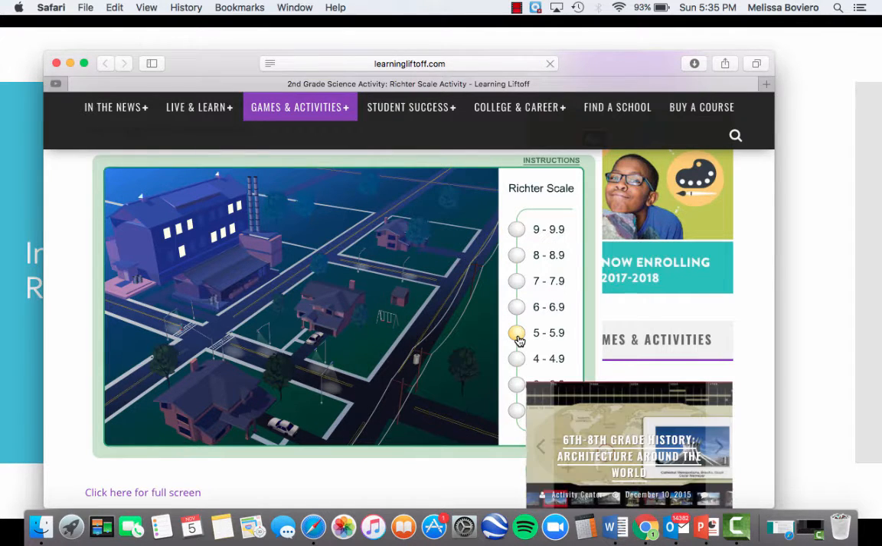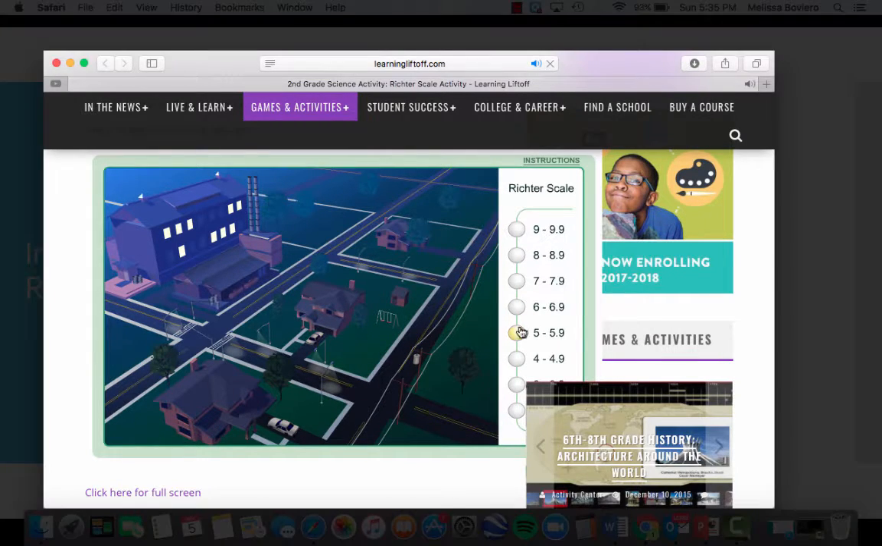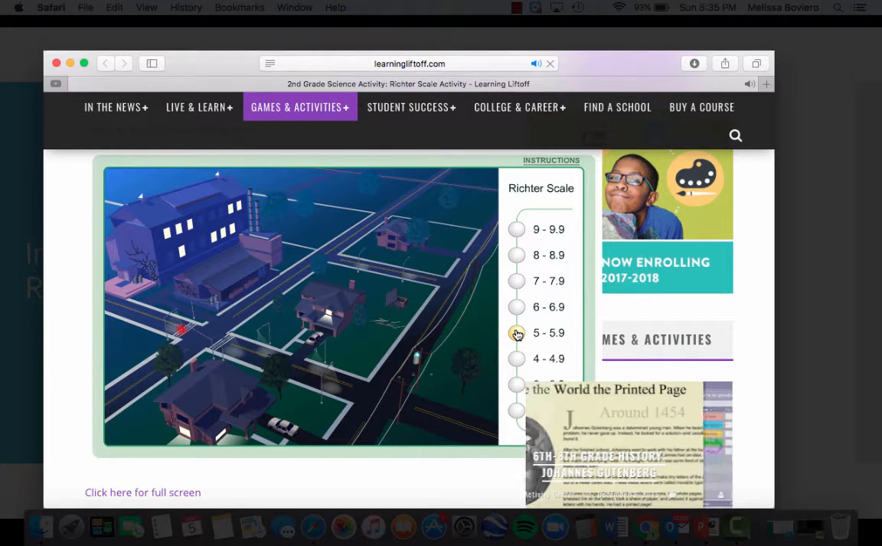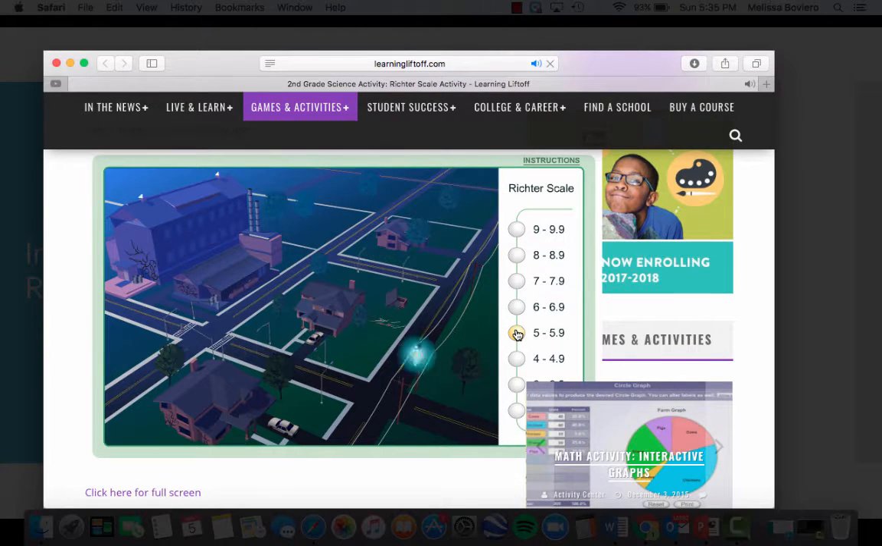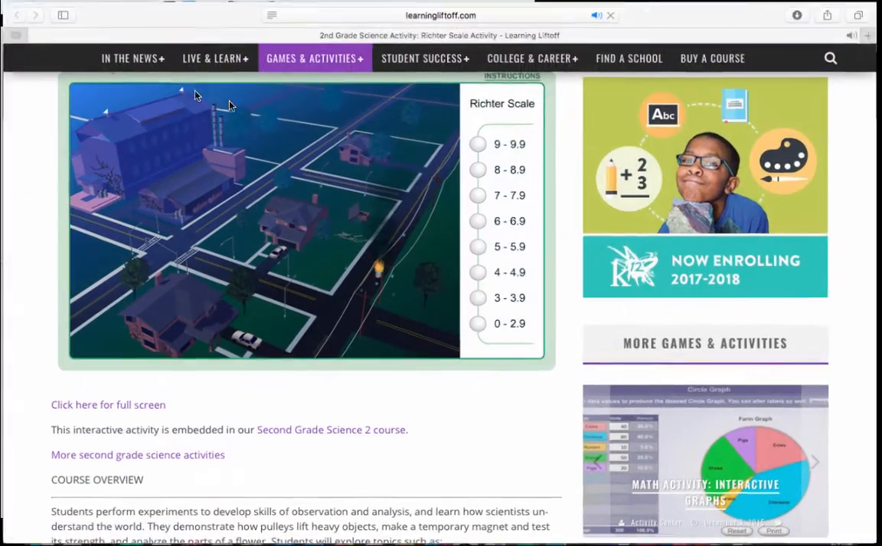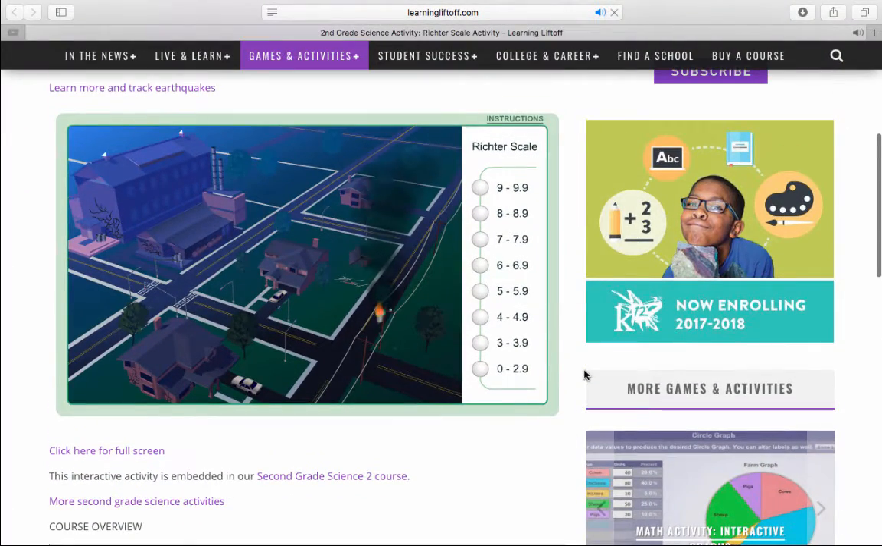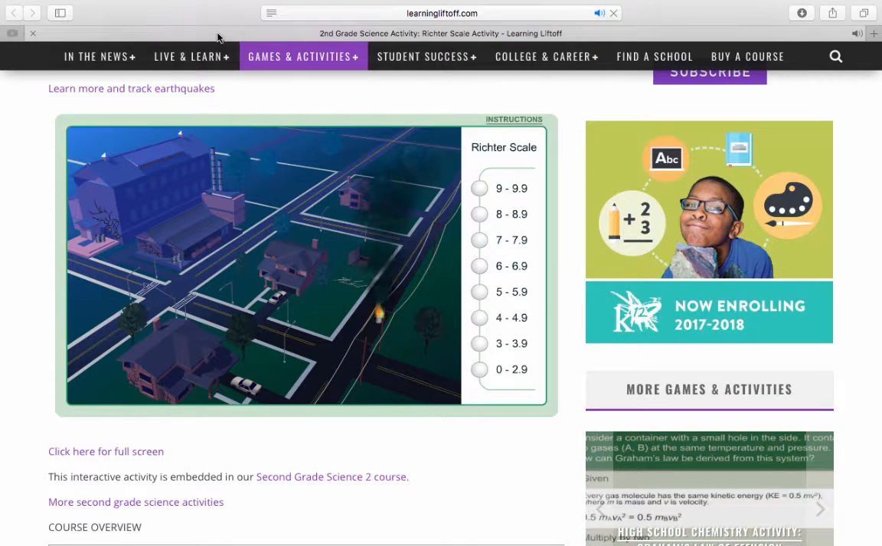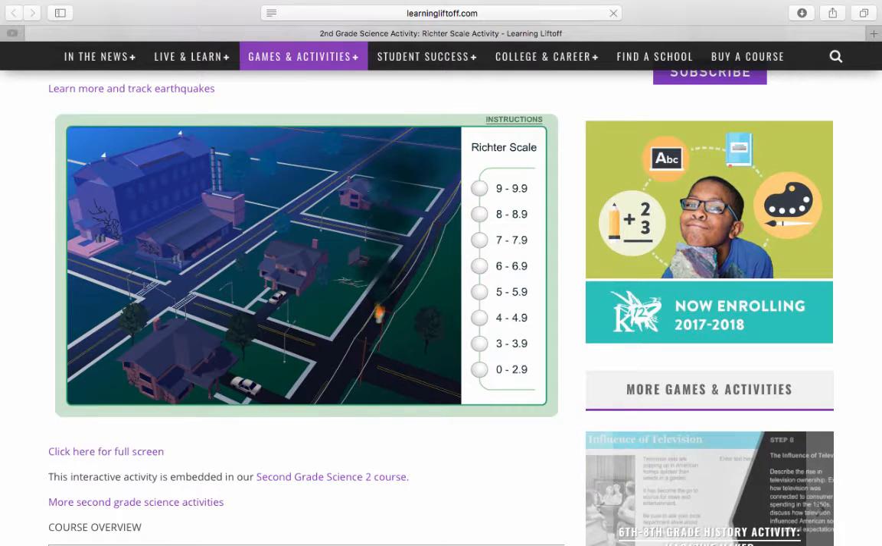For instance, notice the damage that occurs at a 5. Now, if you think that's significant, be sure to continue to click up the Richter scale rating and see exactly the devastation that occurs on the higher rated levels.